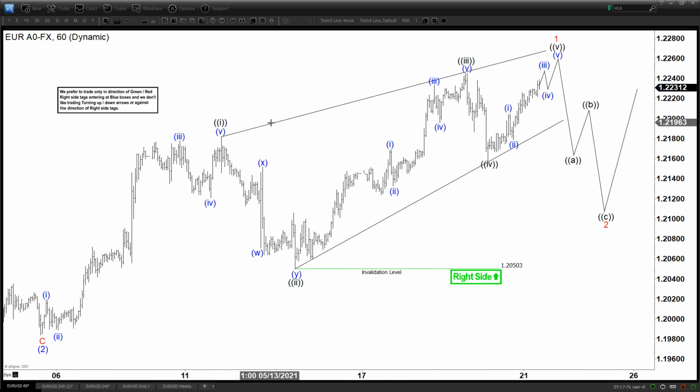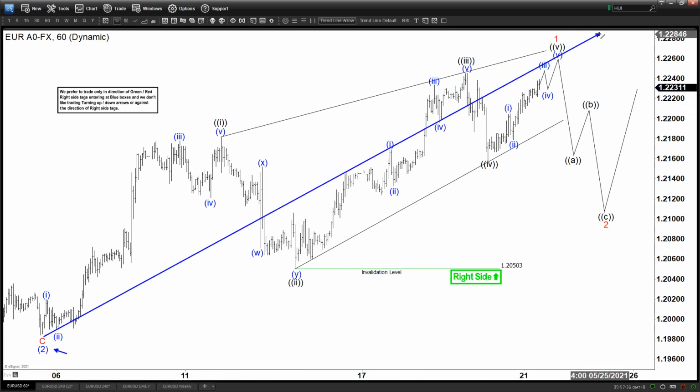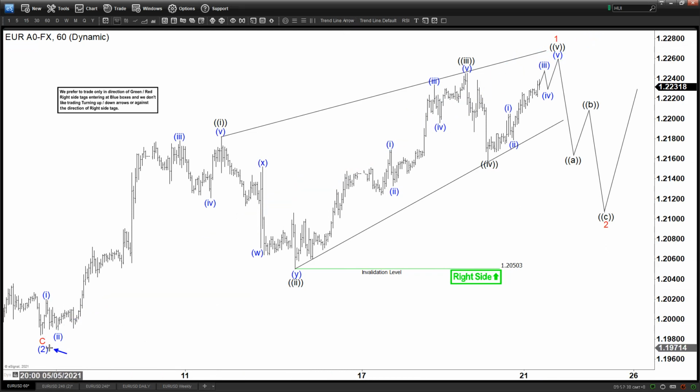Today we're going to be looking at the chart of the euro dollar. This is a 60 minutes chart. We can see right here that we ended wave 2 in the intermediate degree, and that means we are now within wave 3, and within wave 3 we are about to end wave 1 of 3 in the minor degree here.